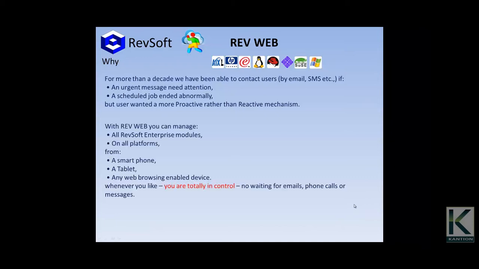But our users have always wanted a mechanism that allowed them to be more proactive rather than reactive, to give them greater control. With Rev Web, you can manage all RevSoft enterprise applications on all platforms from a smartphone, tablet, basically any web browsing enabled device. As you can now connect anytime from anywhere, you are totally in control of all automation on all platforms. We've tested this locally from airports, shopping malls, over 10,000 miles away using iPhone, iPad, Galaxy, desktops, Sony tablets, basically anything.